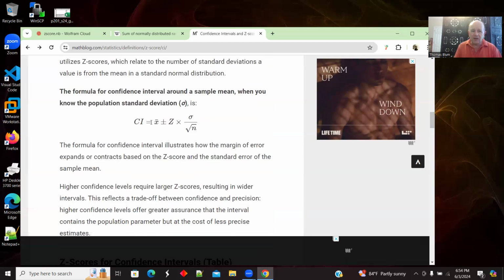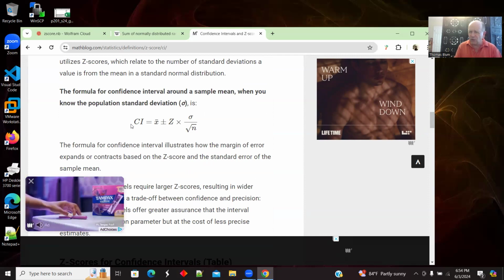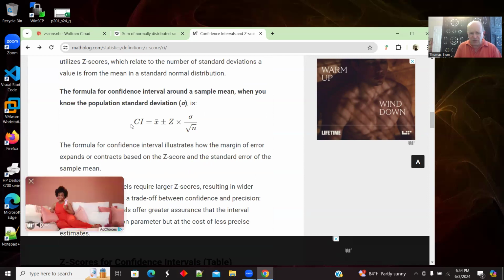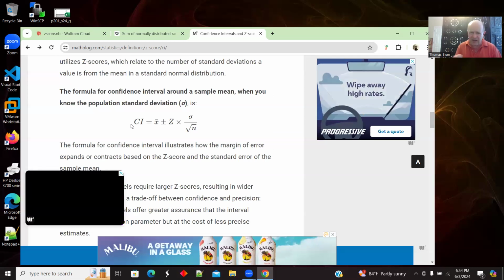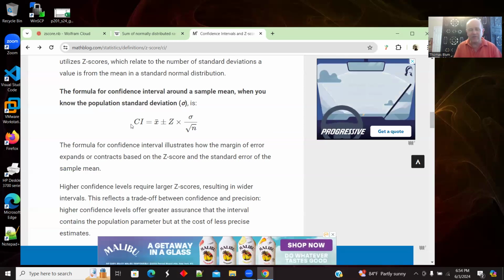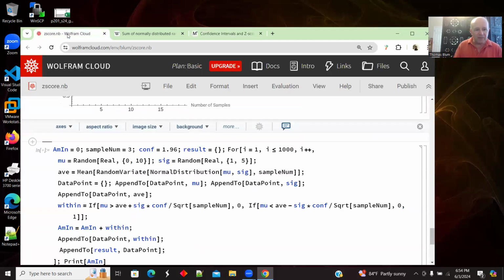So you take your samples, you take the average of your samples, and then you say that the actual mean of the distribution lies somewhere in the range of plus z sigma divided by the square root of n and minus z sigma divided by the square root of n from the sample average. Okay, so back over to Mathematica, and this is what we want to test here.